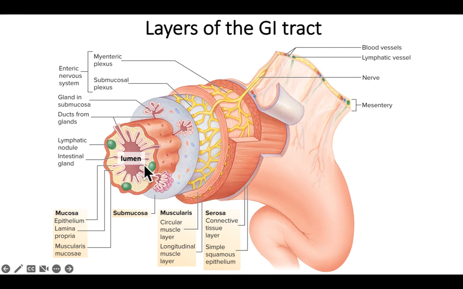It's going to have a little bit of connective tissue in there and a little bit of muscle. It's going to have some lymphatic tissue. So these green dots represent lymphatic nodules, such as MALT, mucosa-associated lymphatic tissue. If we progress through the mucosa, we're going to hit the submucosa.